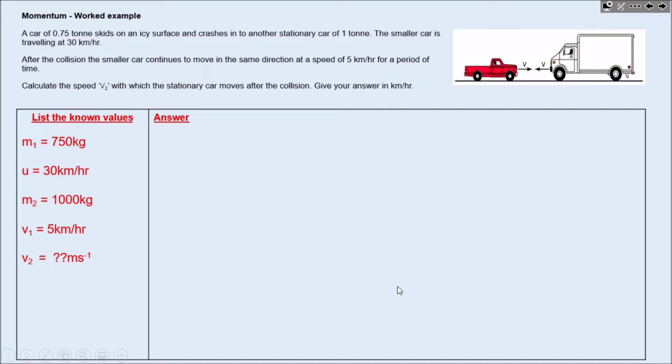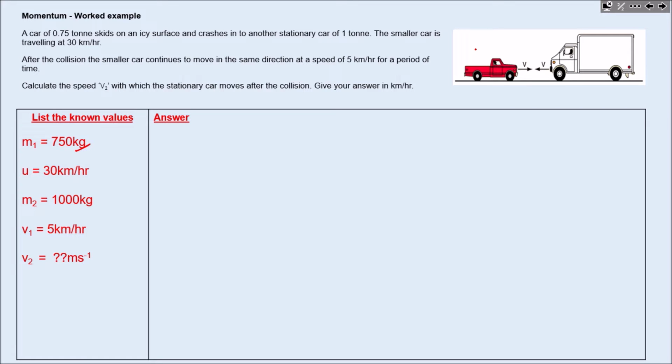We're going to work our way through a nice quick worked example using the conservation of momentum theory. What we've got here is a car of 0.75 tonne, which is 750 kilograms. It's travelling along an icy surface, it slips, and it hits another stationary car of 1 tonne.